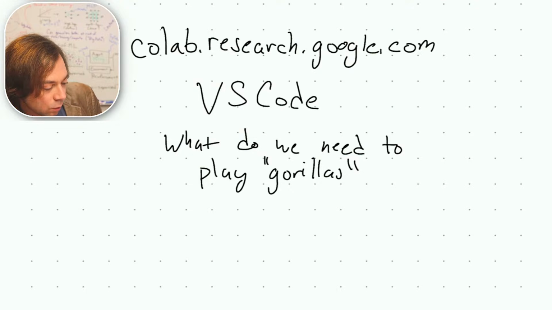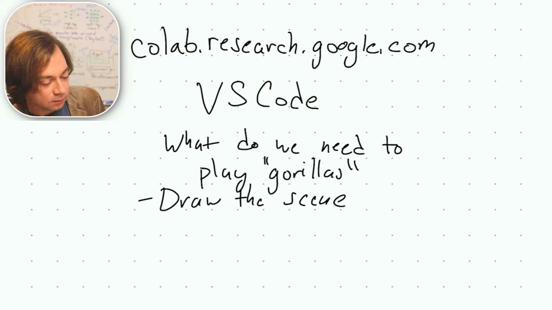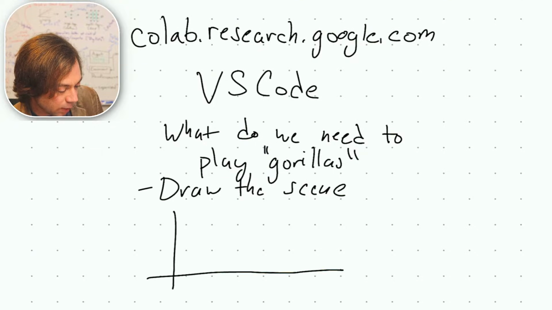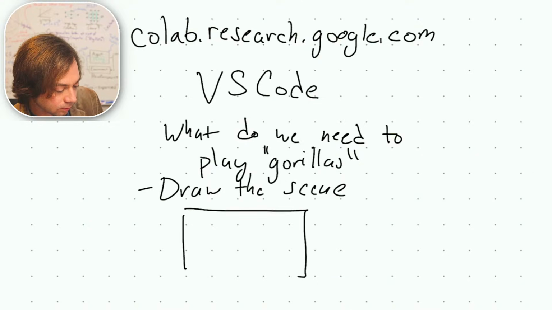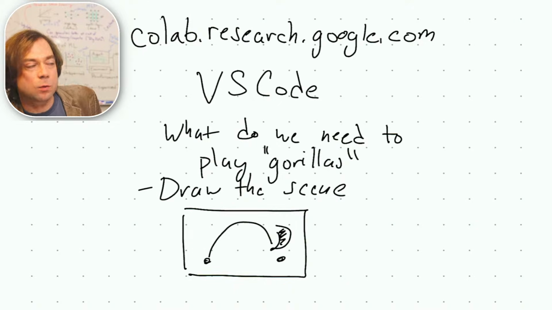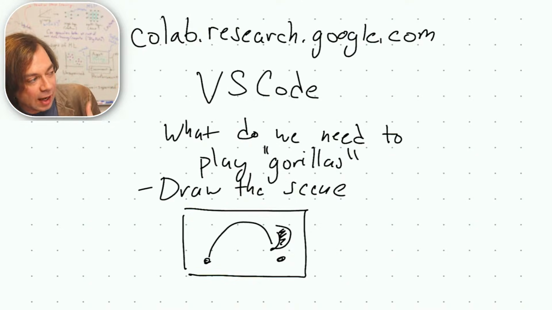So what do we need to play Gorillas? We need an ability to draw the scene. I'm going to do a very simple drawing of the scene, meaning I want a little box. I want to be able to maybe just draw the trajectory of the banana. Oh, look, there's the banana right there. It's going to hit some gorilla. And right now our gorillas will be dots. We're going to keep this simple. If you get the basic functionality, you can make it look more complicated later, right?